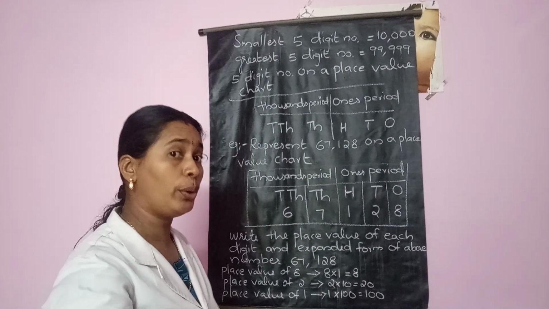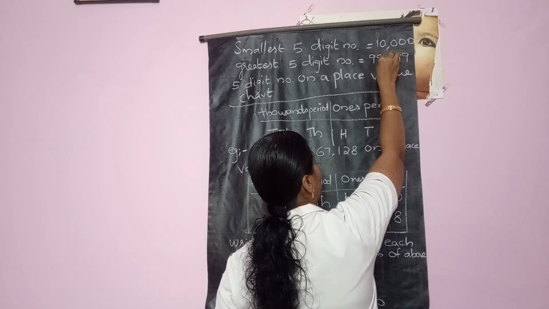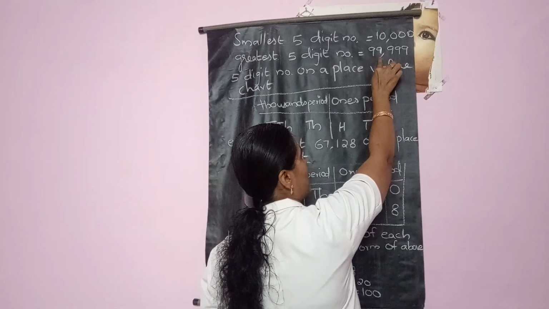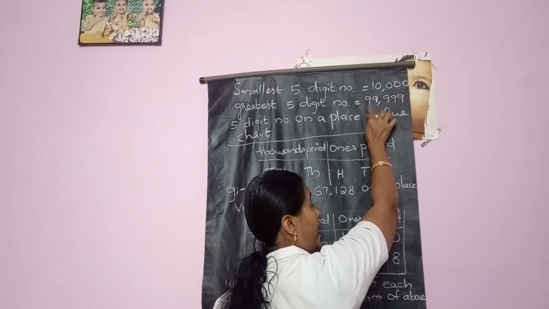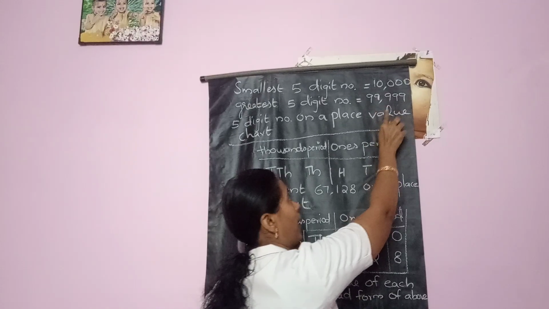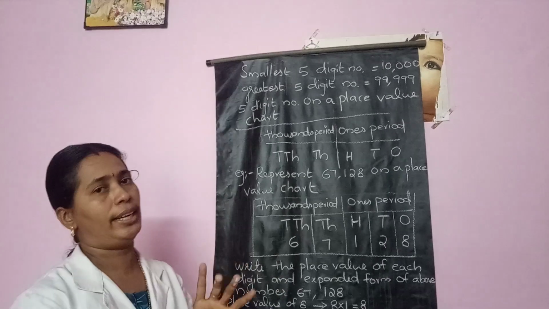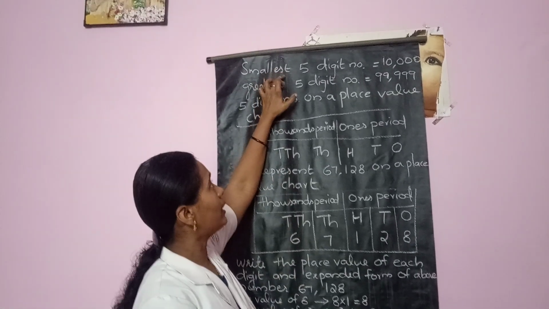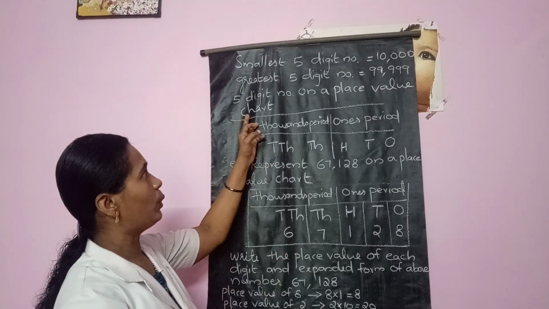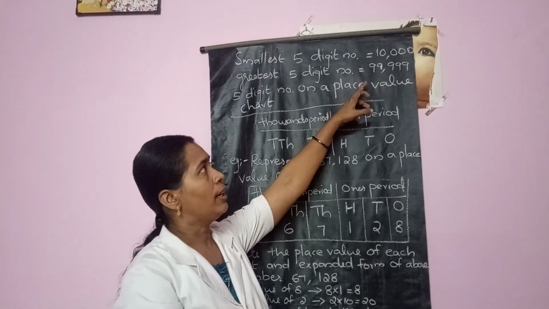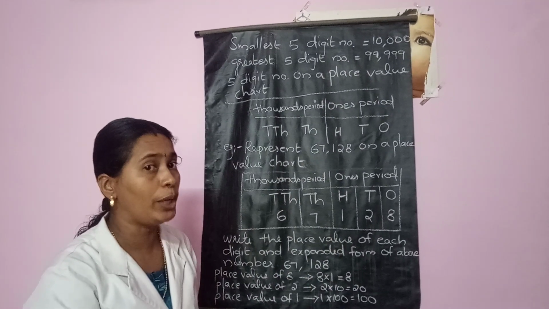Comma is required to read and write the number easily. That is, how to read this one? 99,999. Okay, so greatest 5-digit number and smallest 5-digit number we got it now. Now we entered into how can we place a 5-digit number on a place value chart.